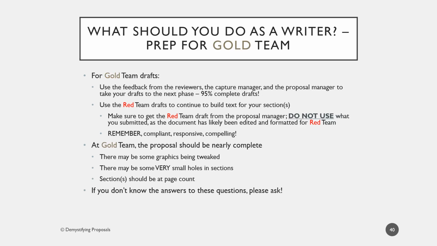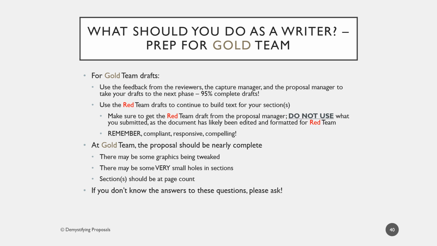So the process for gold team is very much like it was for pink team and red team. We try and keep things very similar in nature as part of the proposal development process. But now you should have like 95% complete drafts. There may be some graphics being tweaked. There may be some very small holes in sections. Your section should be at page count, right?